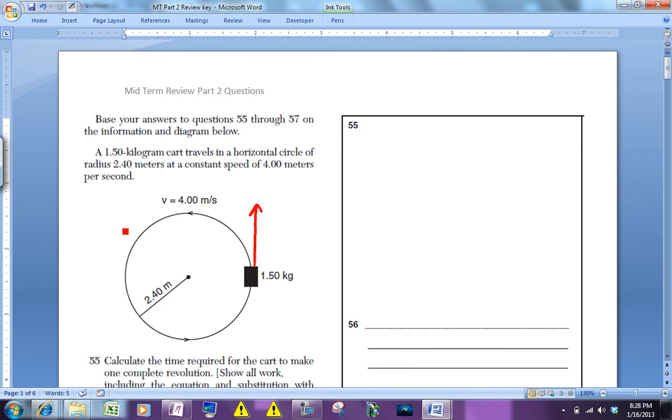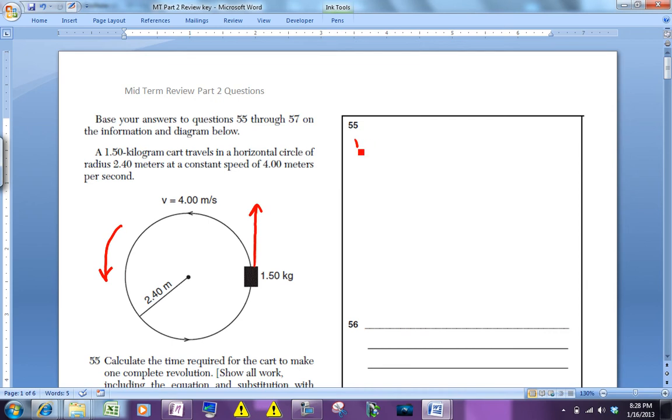There's another kind of velocity called rotational speed, which is how many revolutions per second, and it's related to the period, how long to go around once. So what we're asked to calculate is the time required to go around once. In other words, the period.